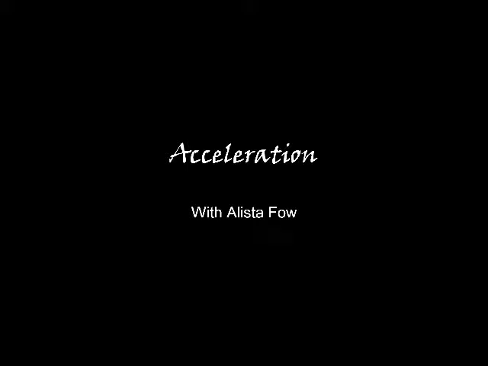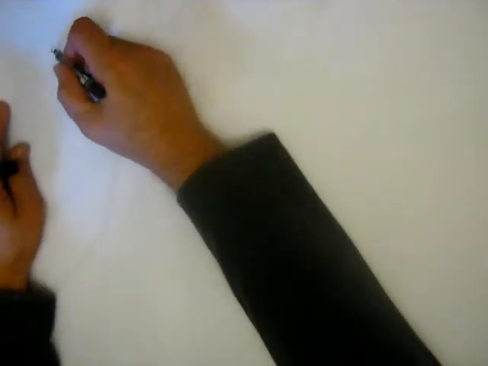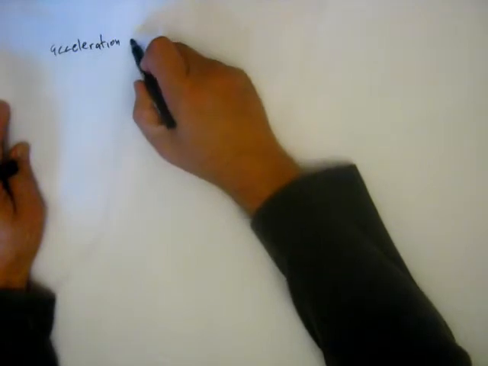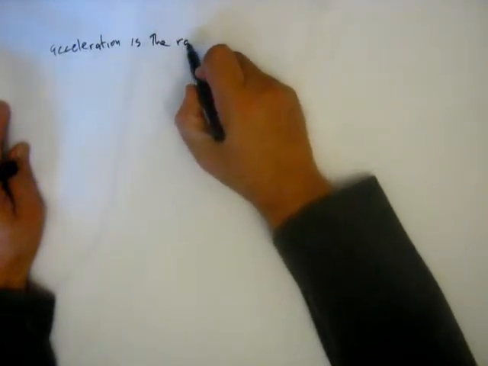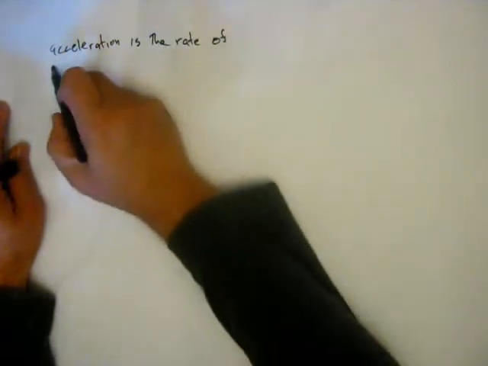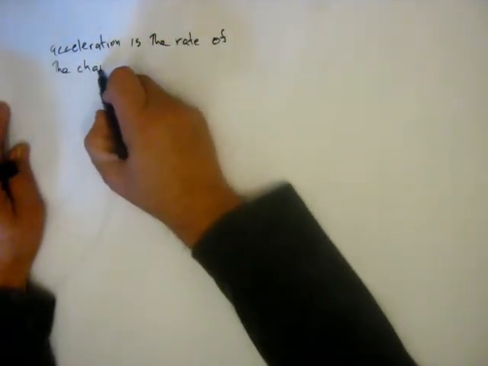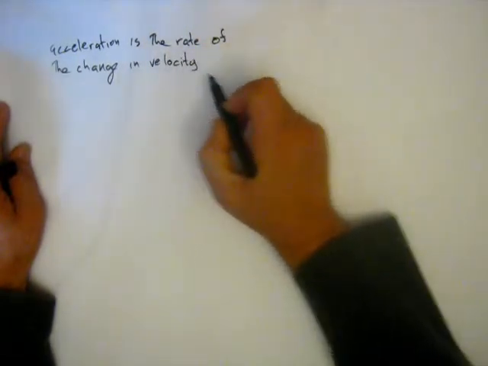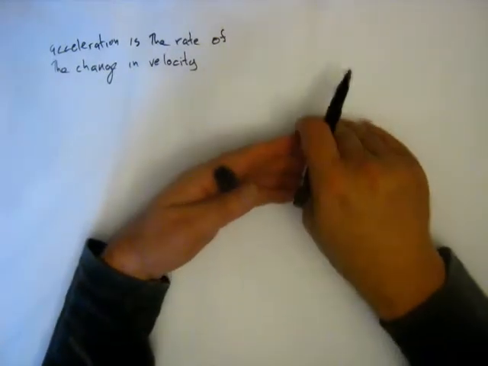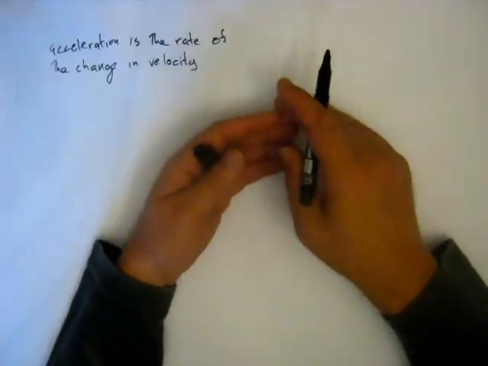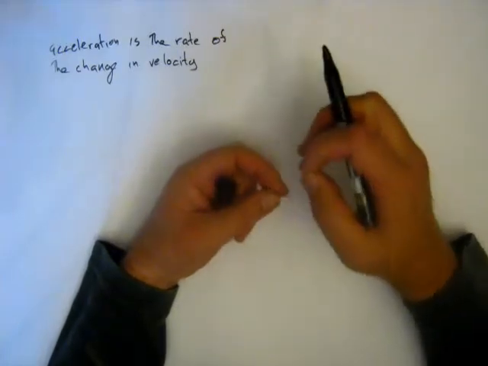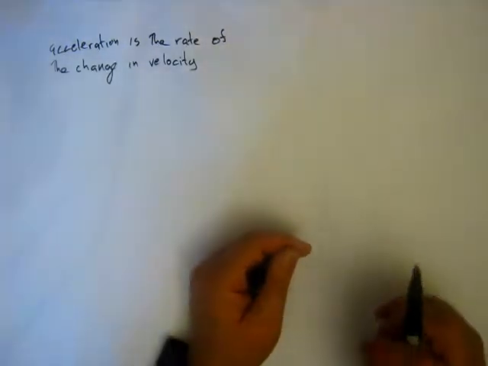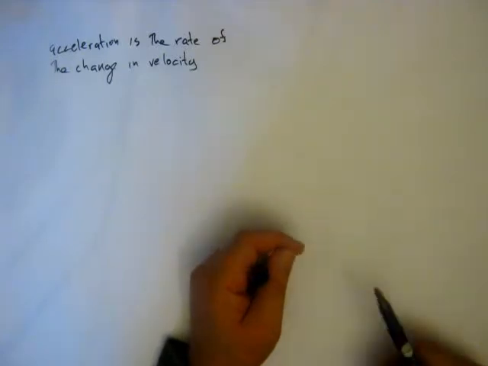Talk acceleration. What is it? Acceleration is the rate of the change in velocity. So what's that actually mean in English? If you're driving along and you put your foot down on the accelerator, you'll speed up. And the question is, how much do you speed up every second? How fast do you increase your speed? And that's acceleration, how fast are you speeding up?